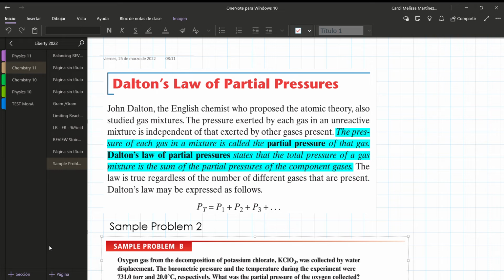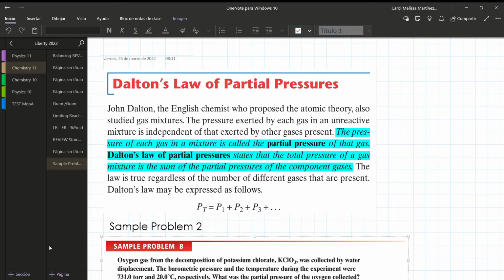Okay, the first law that we're going to be seeing is John Dalton's law of partial pressures, okay? Which said that the pressure of each gas in a mixture of gases is called the partial pressure of that gas. Dalton's law of partial pressure states that the total pressure of a gas mixture is the sum of the partial pressures of the component gases.